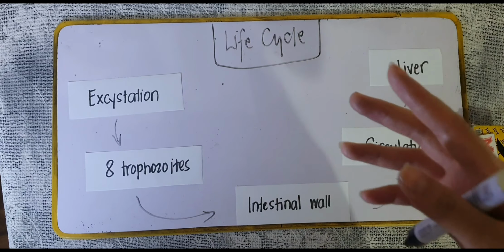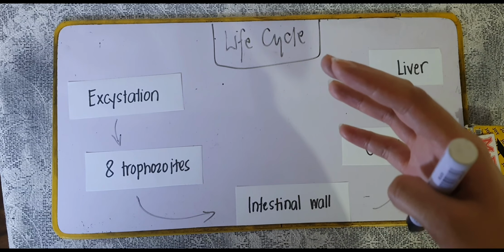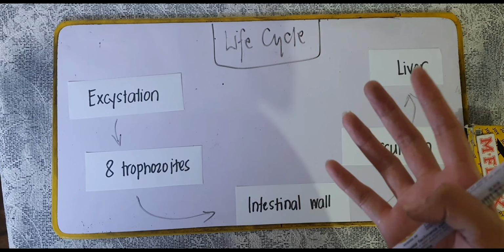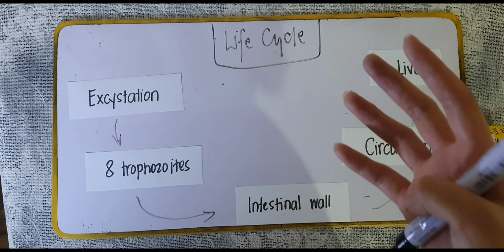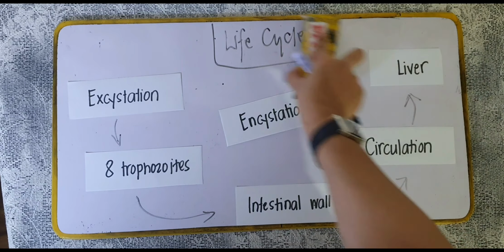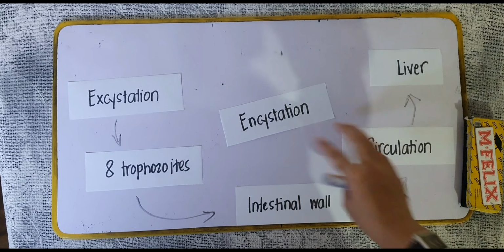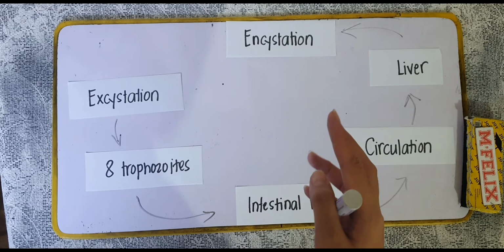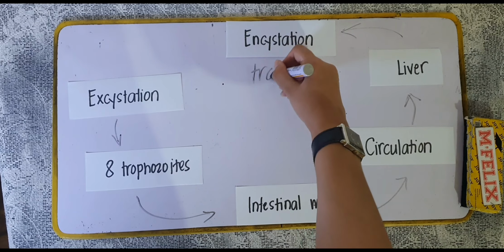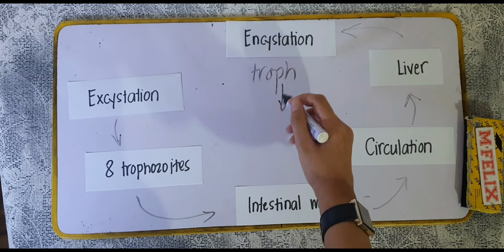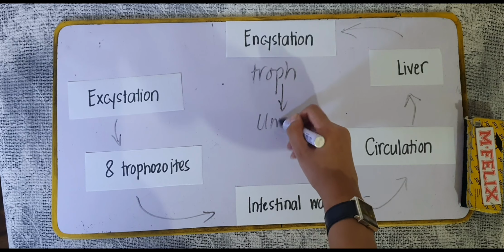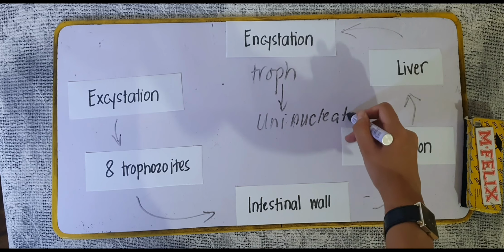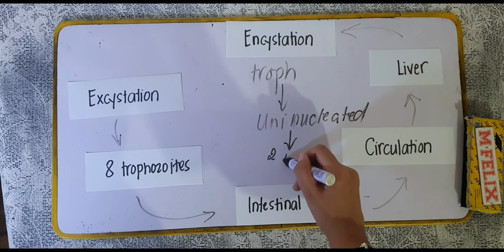Now, this trophozoite, once its nutrients are compromised, let's say there is no longer much source of nutrients due to several factors, of course, they will undergo encystation, wherein our trophozoite will transform again into a cyst. From trophozoite, it transforms into an immature cyst, the uninucleated one. Then after some time, 2 nuclei are produced.